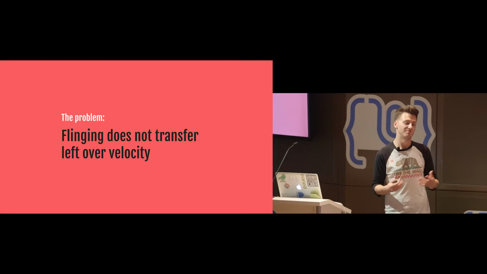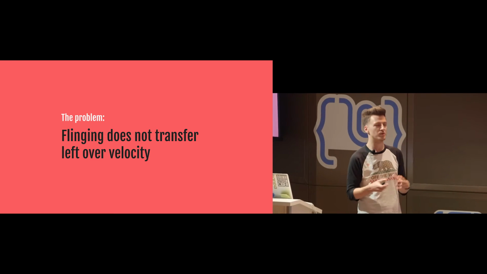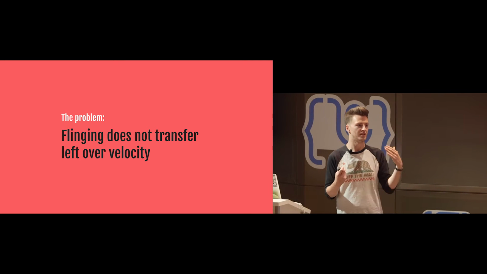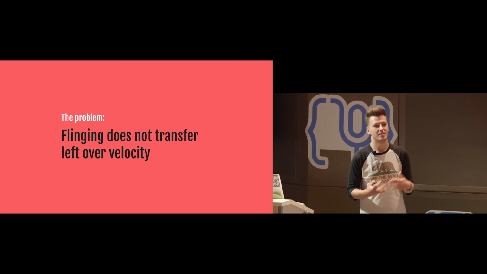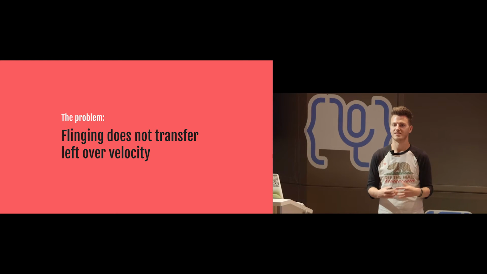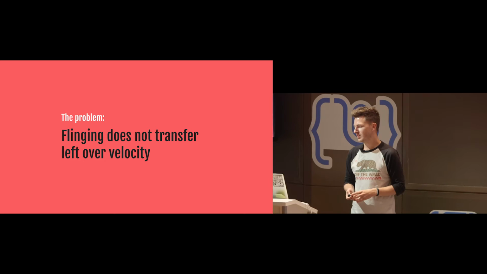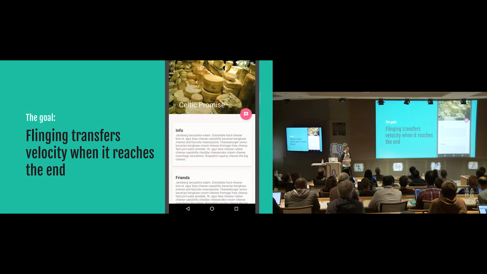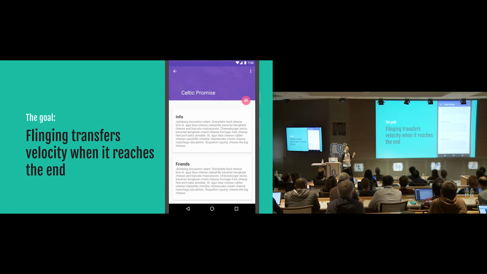So the quite obvious problem here is that the flinging doesn't actually transfer. When the user flings and the scroll view hits its edge, the remaining velocity isn't transferred. What we actually want is like this. The user scrolls up, then flings down, and it keeps scrolling down. So that's what we want.